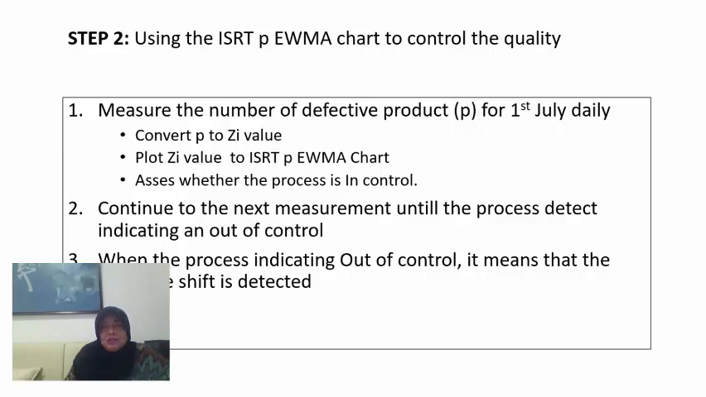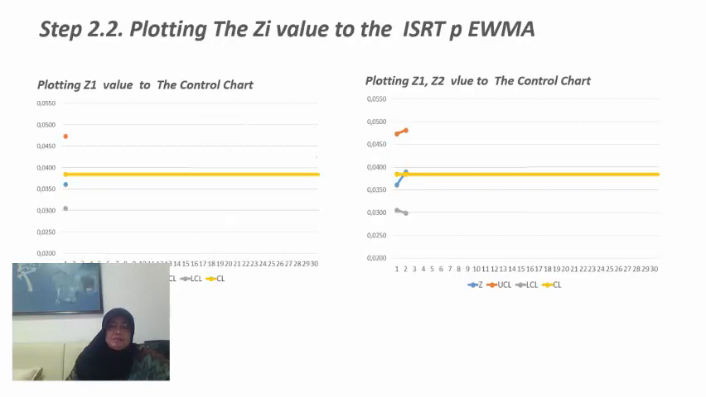We measure the number of defectives that happen in July, convert it to a Z value, plot it to the chart, and assess whether the process is in control. It continues day by day until the process indicates an out of control. When the process indicates out of control, it means that the shift is detected.